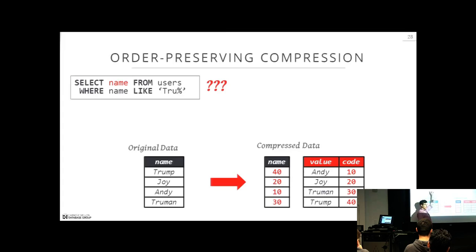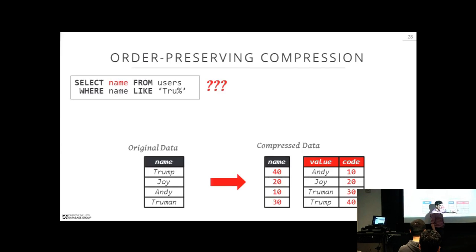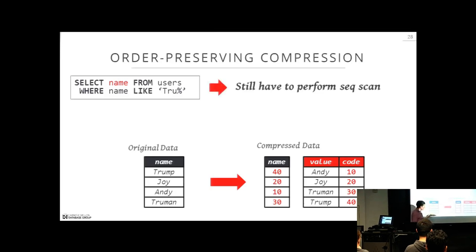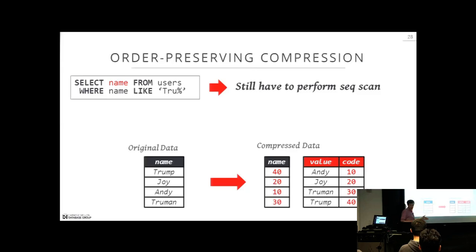What did I just say, right? We have TRU followed by a wildcard. So we're going to find our upper bound and lower bound in here, and this is the dictionary, this is not the real data yet. So now I have 30 and 40. Do I need to go scan the data as well? Why? Exactly right. I have to perform the sequential scan because I don't know how many Trumps there are. Hopefully only one, but whatever.